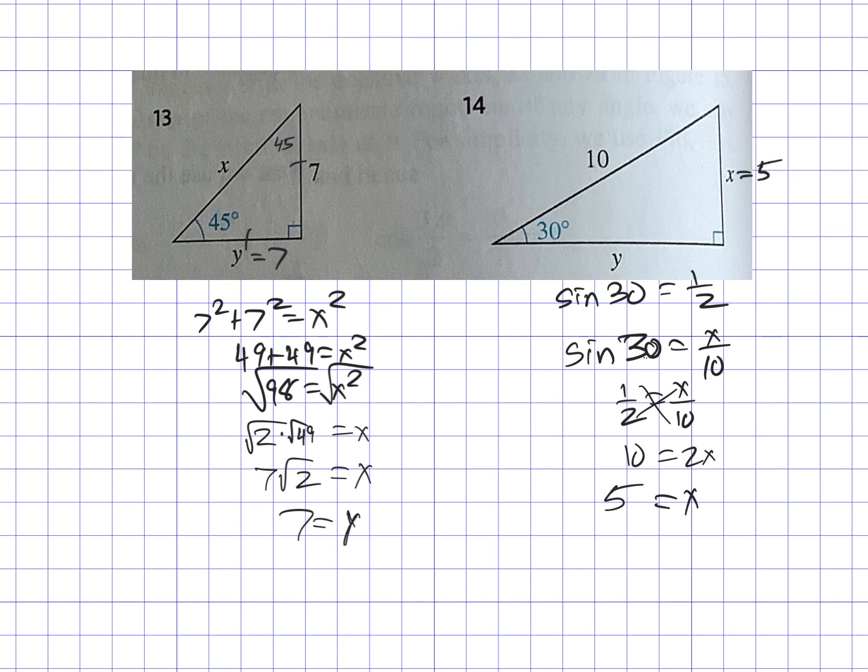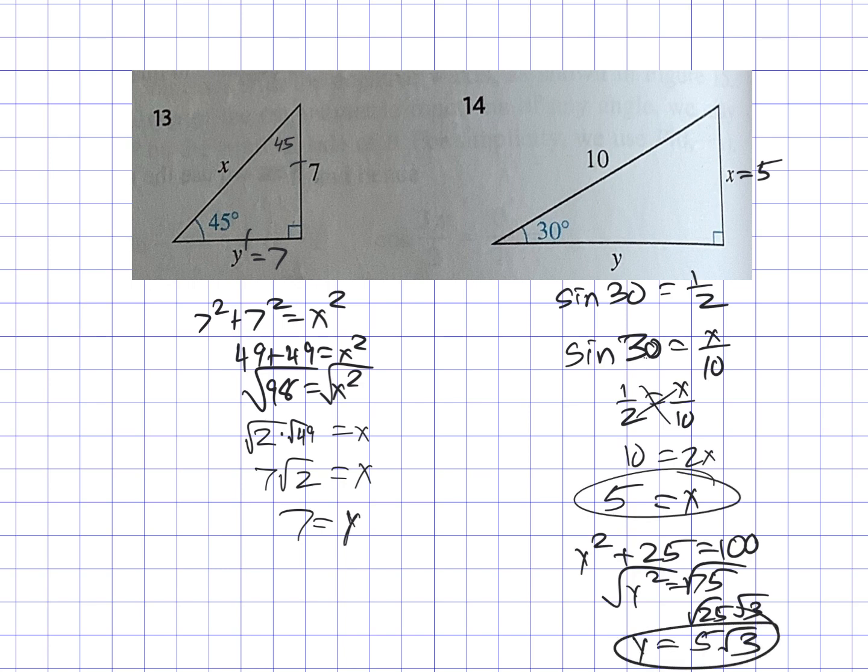Again, I'm going to use the Pythagorean theorem. Y squared plus 25 equals 100. Y squared equals 75. That's 25 times 3, which is 5 square root of 3. So y equals 5 square root of 3 and x equals 5.